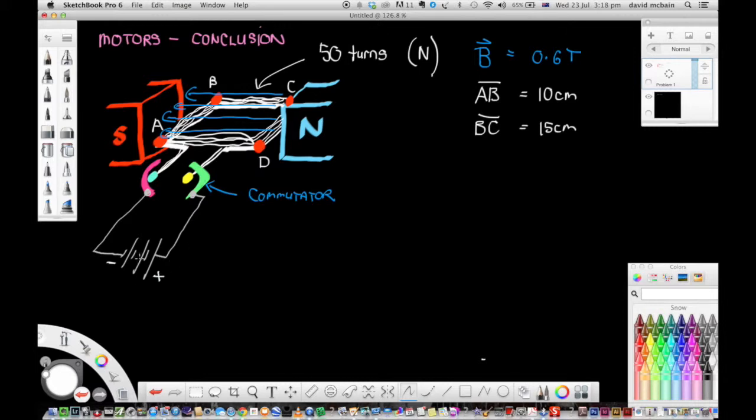The battery is supplying a current to the motor, and the current will come out of the positive end of the battery into the coil, around and around and around, and come out this end like this, at the moment anyway. And we'll say that the current in that direction is 2 amps.